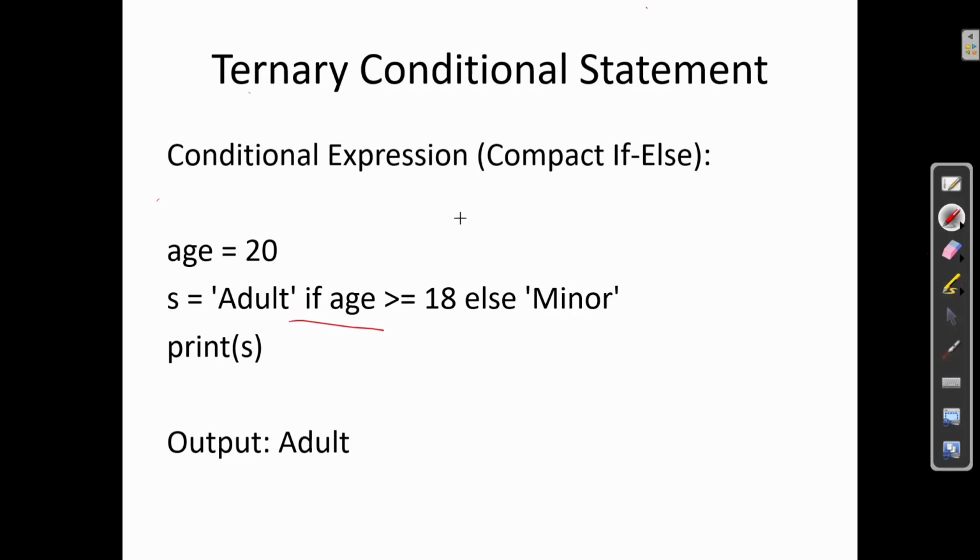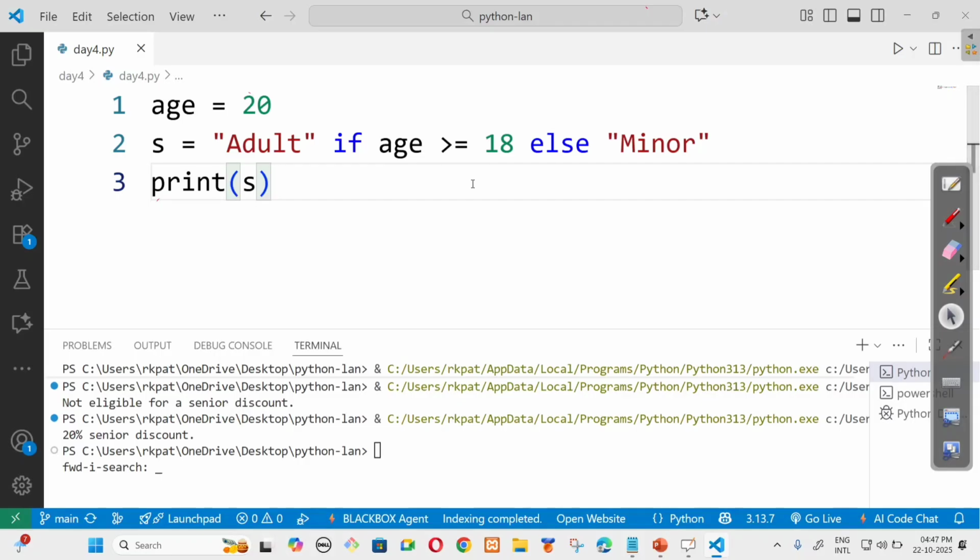Ternary means everything in compact mode, compact if-else conditions. Okay, so let's see it by example. Here in the ternary statement condition, we have given our age as 20.